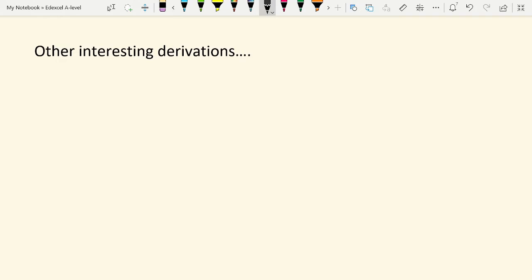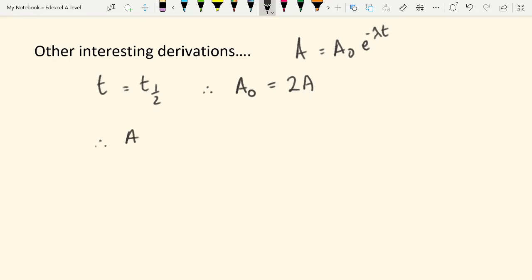So, after one half-life, the t in our equation is equal to t a half. And let's just write our equation up here again, e to the power of minus lambda t. So that t is the time since the decay began, and after one half-life, it's equal to a half-life. That means that our A0 is going to be equal to twice our A. So A is half A0. So that means that we could put A over A0, and that would be equal to a half.